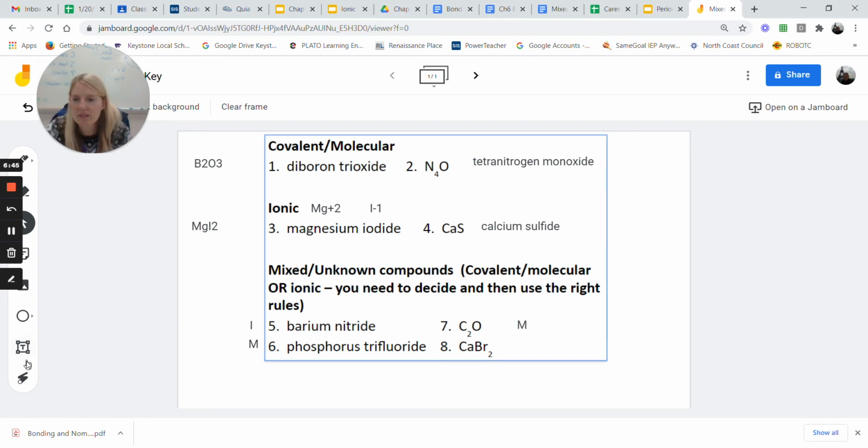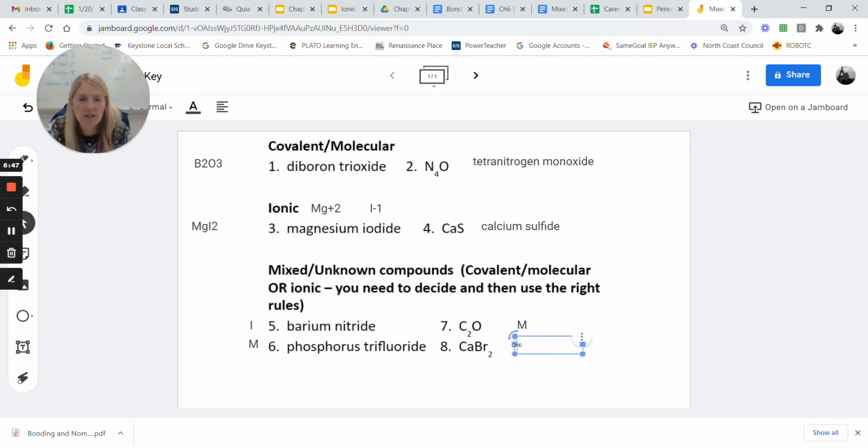And then next I have CaBr2. I've got Ca first, which is calcium. Calcium is a metal. It's to the left of the staircase. And if there's a metal first, I know it is ionic.